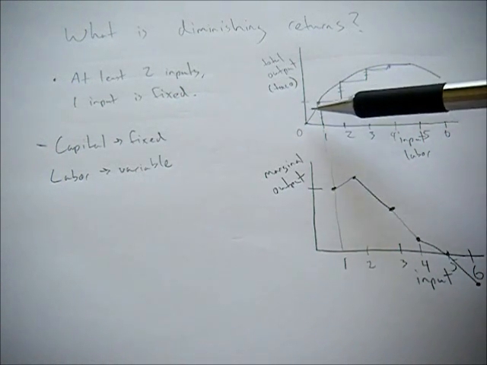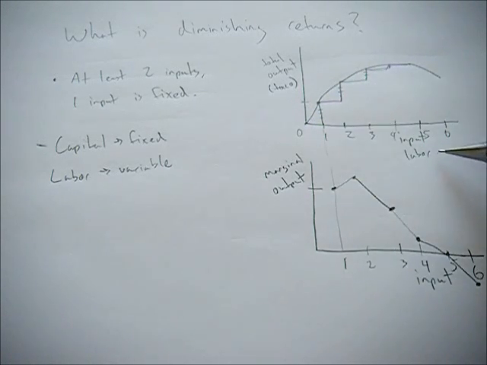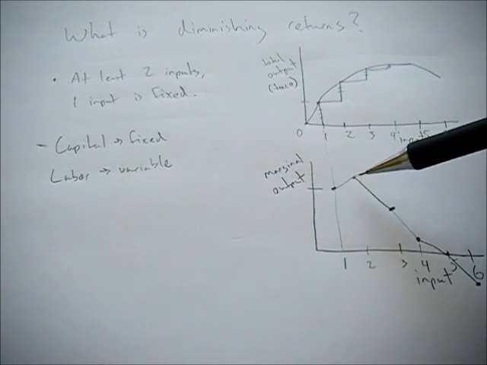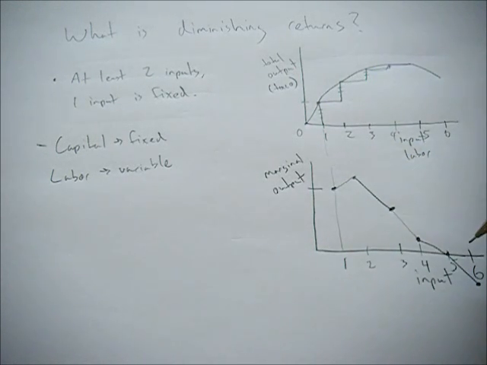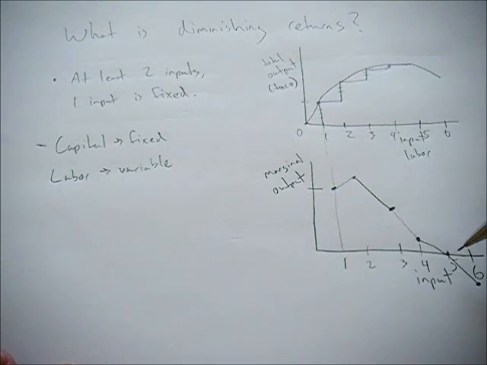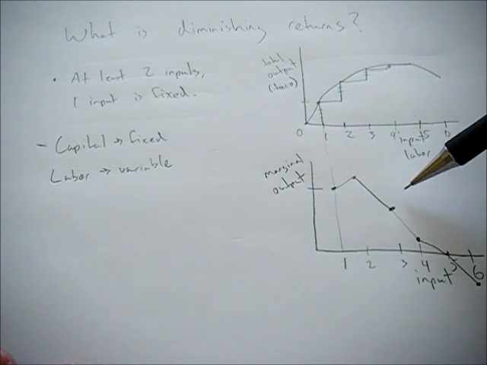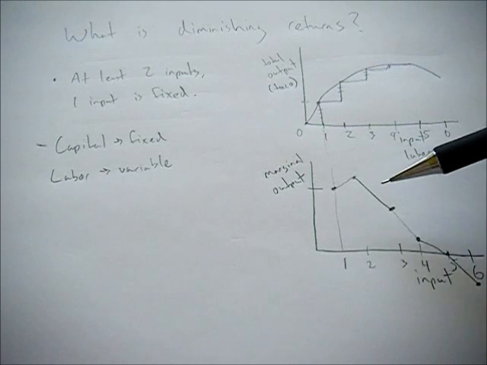So this is our total output graph showing diminishing returns, meaning that our return to labor is diminishing, and you can see that more graphically here in the marginal output graph. Our returns from labor are going down significantly on the margin, meaning that next person we hire, how much do they produce? It's going down.